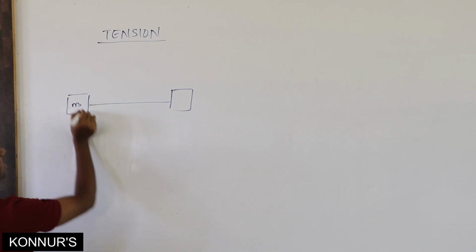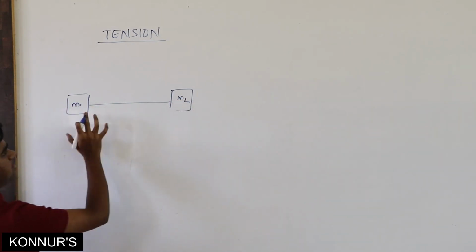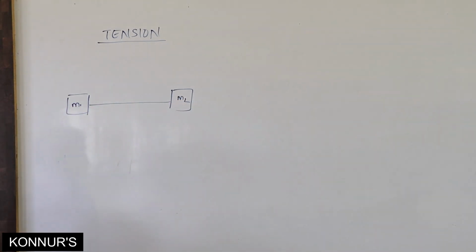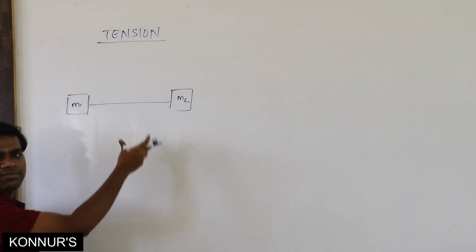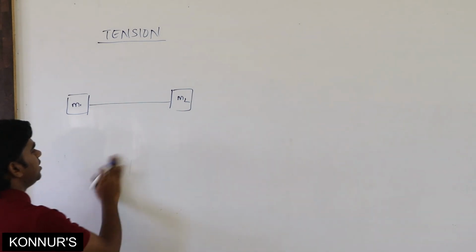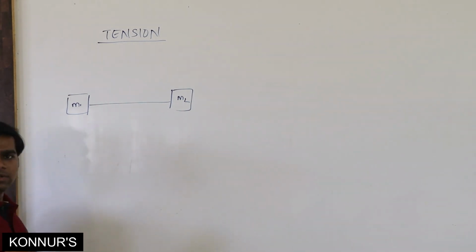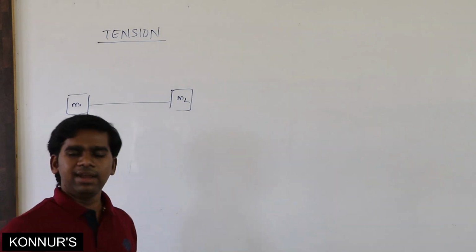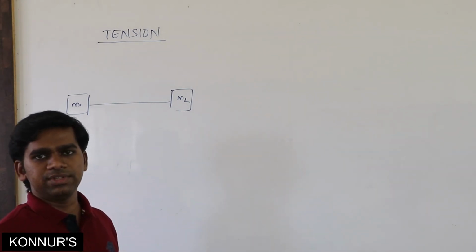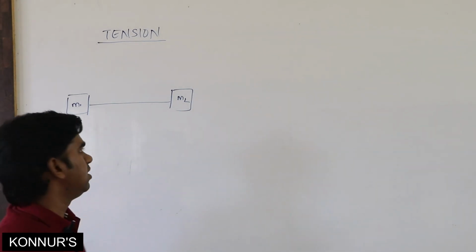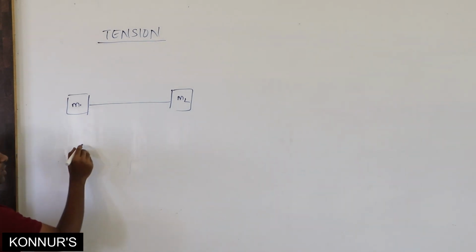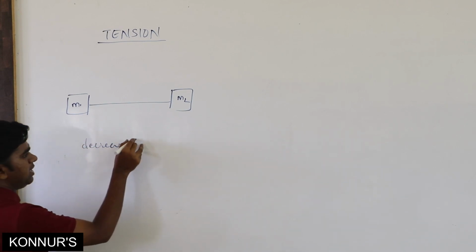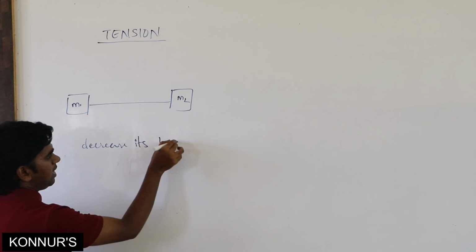Suppose two masses M1 and M2 are connected by a string, where tension is acting in this string. Tension is nothing but a kind of restoring force. Here the direction of tension is very important. To write the net force, we need the direction of the force and tension as well. What should be the direction of tension? The direction of tension is always such as to decrease its length.